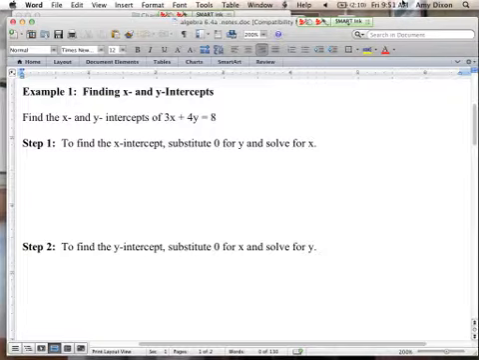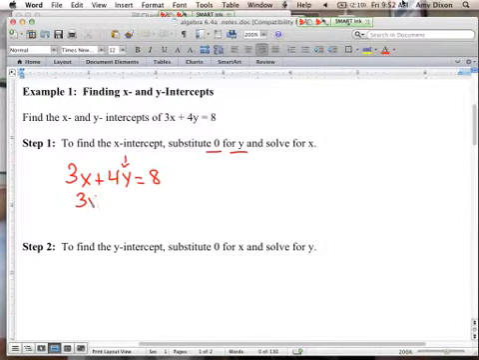I have instructions on how to do this right here. To find the x-intercept, substitute 0 for y and solve for x. You have to think opposite. So I'm trying to find the x-intercept, so I'm going to put 0 in for y. I'm going to rewrite the equation: 3x plus 4y equals 8. We're going to plug 0 in for y, so we get 3x plus 4 times 0 equals 8.